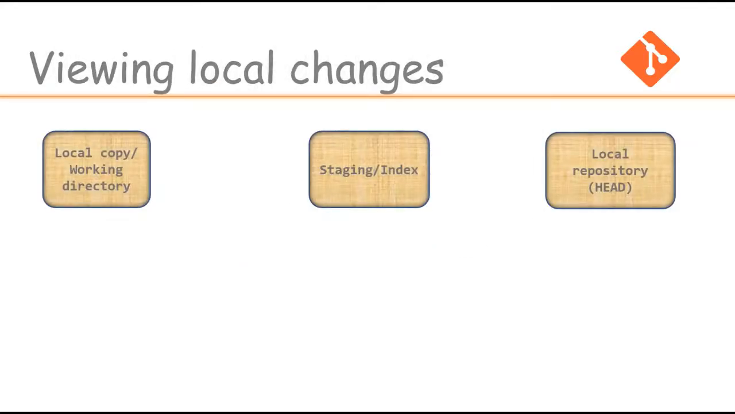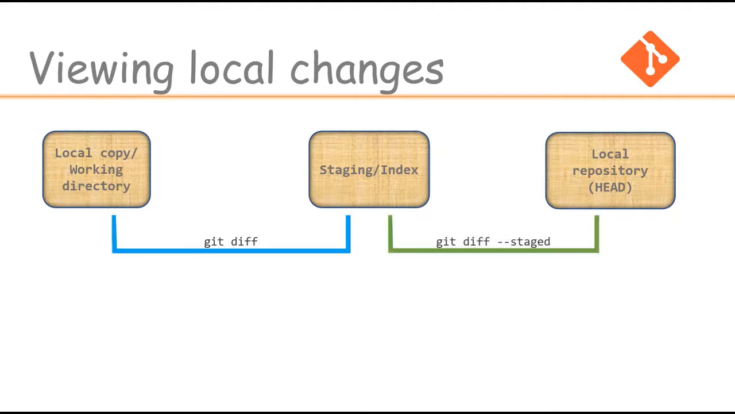Okay, so now let's say you want to view your local changes, or see where your file is currently. If there are some changes which are in your working directory but not in the staging index, you can use the git diff command. It will show you the changes between your local copy and the staging index. You can also use the git status command. It will just give you the difference between staging and the working directory.